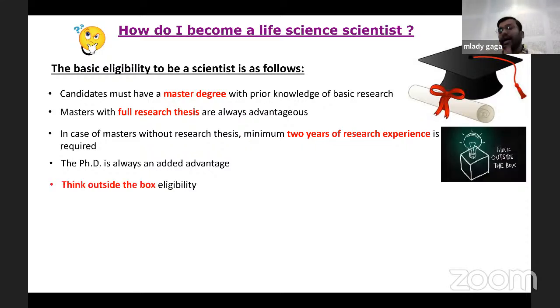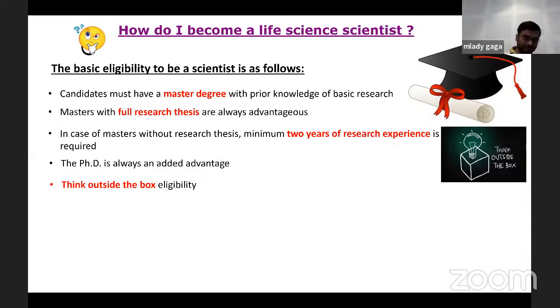Now you have all this minimum qualification. For example, you have a master's with thesis, or you have research experience, you did your PhD, and so on. Now you can be a scientist. Of course you can, if you know how to think outside the box.